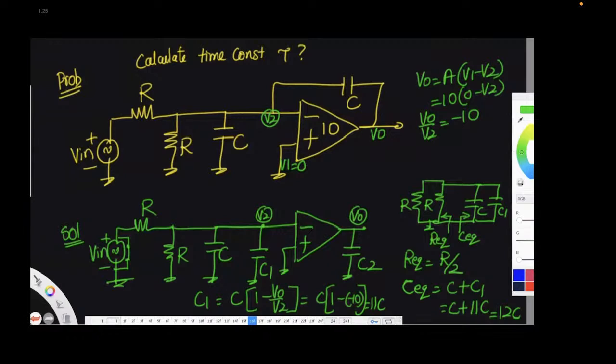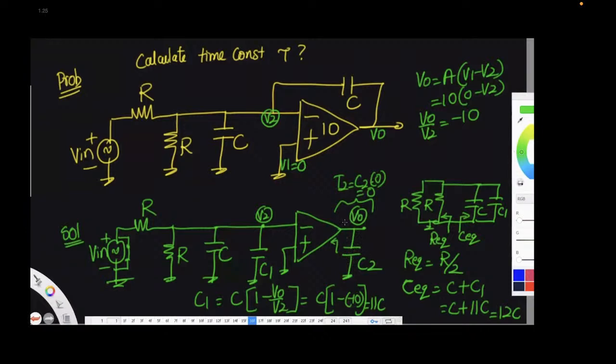Here, we cannot consider C2. Even if you consider C2, yes, suppose you want to consider C2. So if I consider C2, I have to say tau 2 equal to C2 into the output resistance of op amp, which is 0, ideally. So it becomes 0. So there are no resistors here. A good op amp output resistance will be very low.